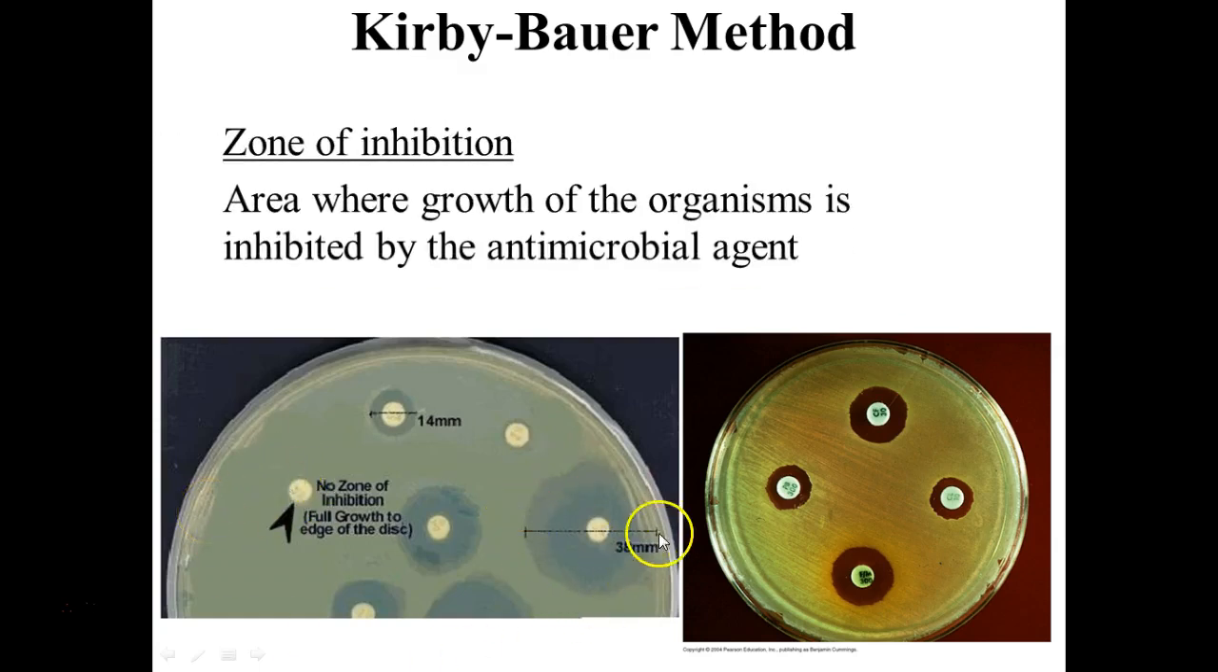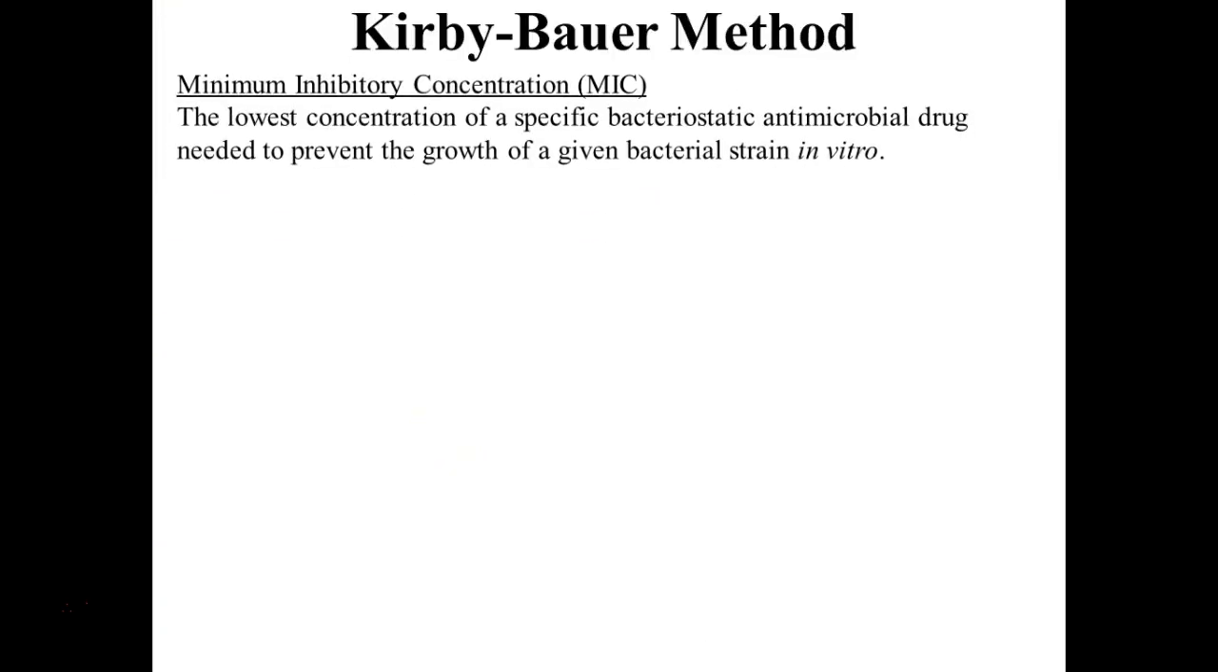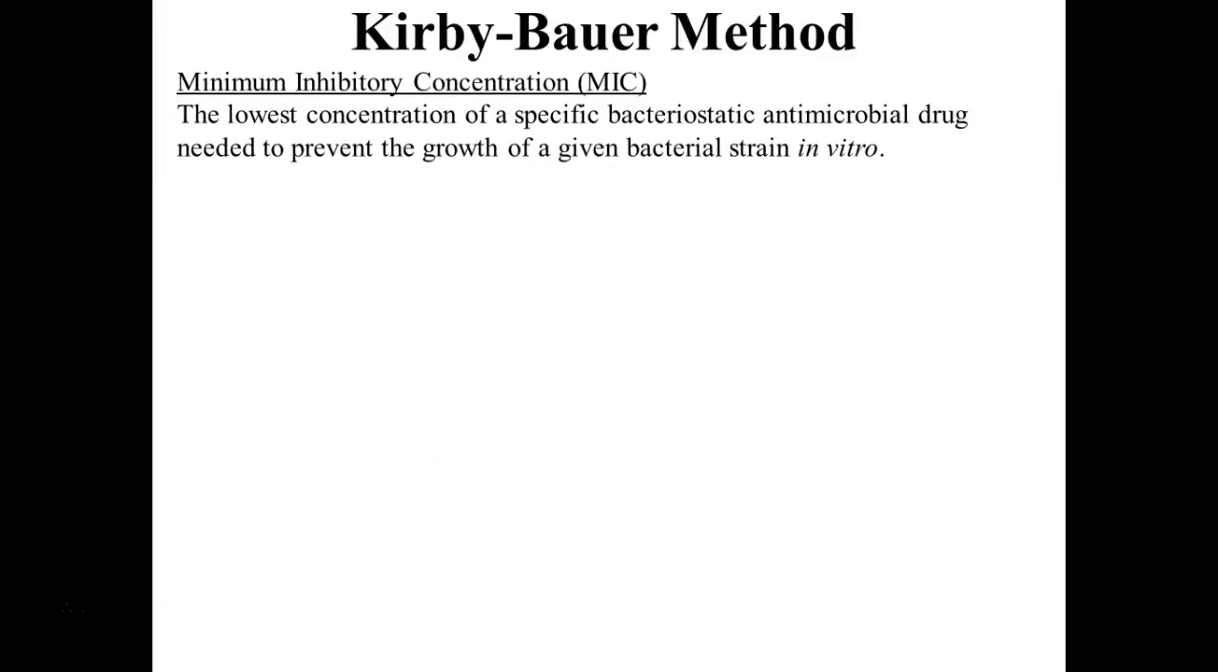So we refer to this as the zone of inhibition, the area where the growth of the organism is inhibited by the antimicrobial agent. So minimum inhibitory concentration is the lowest concentration of a specific bacteriostatic antimicrobial drug to prevent the growth of a given bacteria in vitro. What does that mean? In the petri dishes, not in the body. In the body would be in vivo. And body factors do affect, like the rate of metabolism by the liver, the rate of removal by the kidney, and things like that.